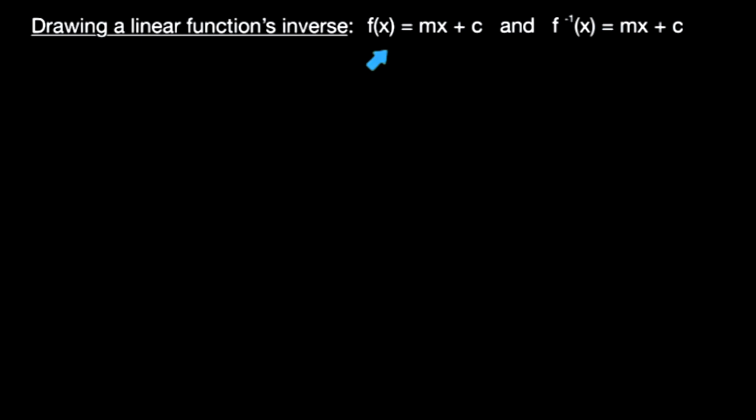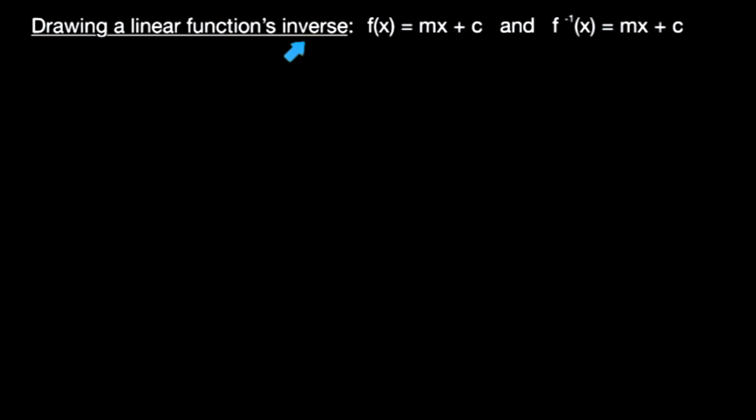Now we know from our previous lessons that a linear function should be in the form of f(x) = mx + c. And it is very important that when we want to determine a linear function's inverse, the original function must be written in this form. The inverse of a linear function is also written in the form mx + c, but to show that it's an inverse, we simply write f to the power of negative 1 of x. Can you see the difference between how we write the inverse and the original function? Okay, please remember that.